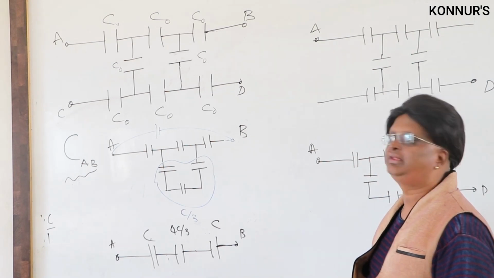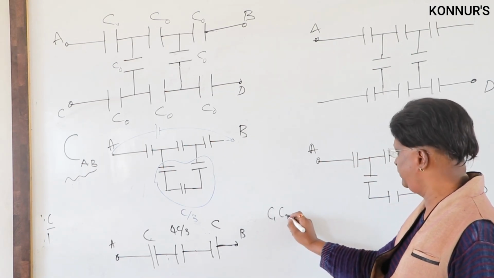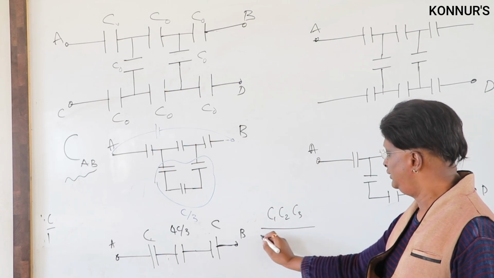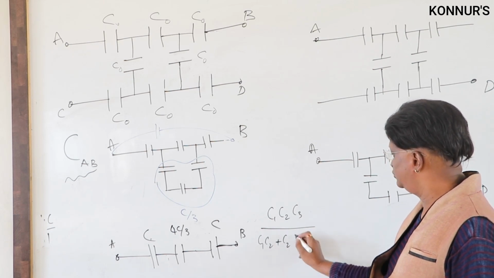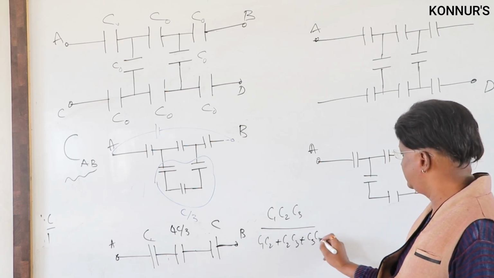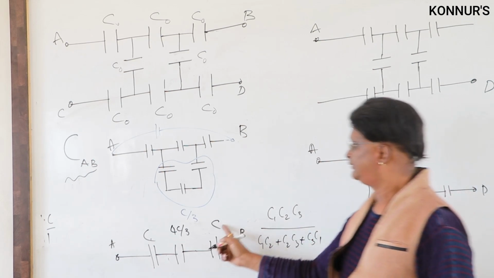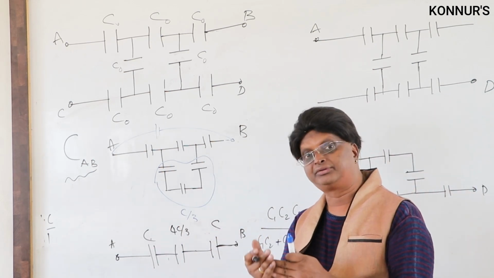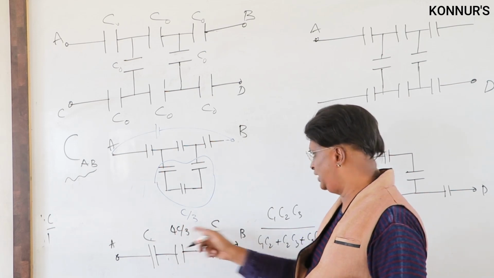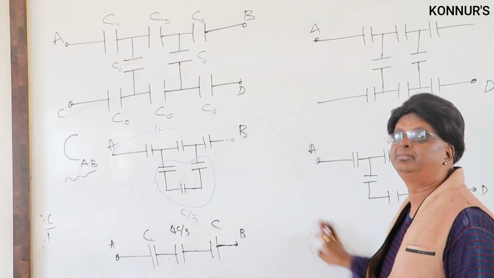As you remember that expression? For 3 capacitors, you can straight away use C1 C2 C3 by C1 C2 plus C2 C3 plus C3 C1, likewise I have given the result. Otherwise, C and C series, answer is C by 2. C by 2 and 4C by 3, they become series.